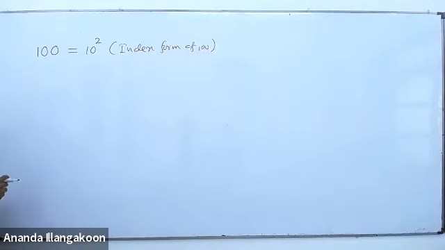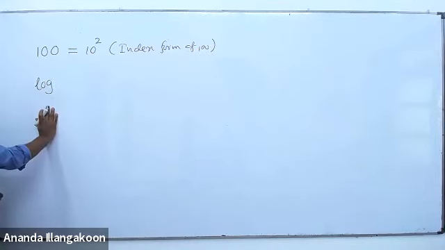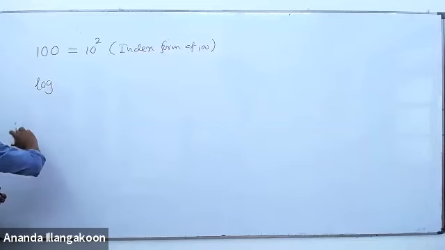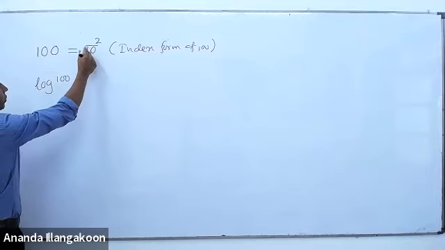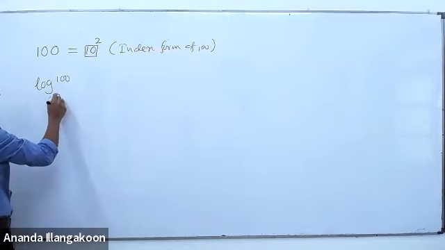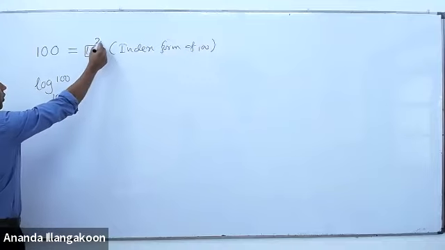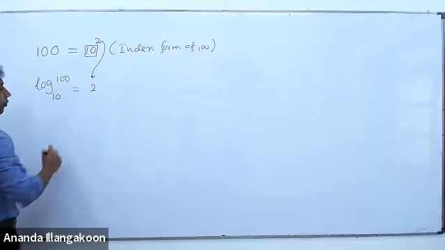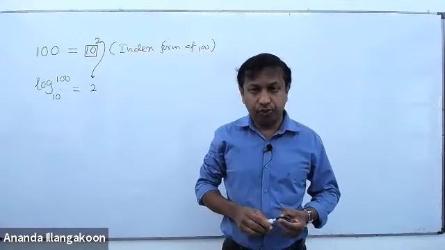Now we convert this index form of 100 to logarithmic form. We write log, that stands for logarithm, and this 100 we write here. The base on the right hand side, that base we bring as the base of this log here, 10. The answer is the power on the right hand side. That is how we convert index form to logarithmic form.